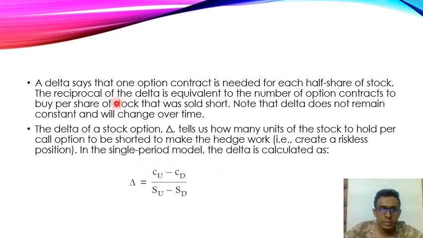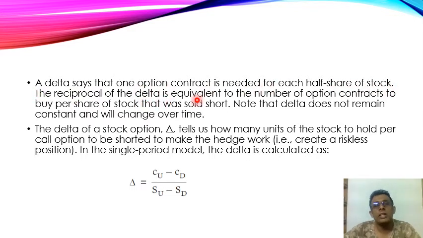If you see the last example, if you take (CU minus CD) by (SU minus SD), CU, the upper limit, will be 175 minus the lower limit 0. Here SU, the upper side, would be 200, and the lower side would be 50. So here we'll get 75 divided by 150, which is equal to 0.5. So delta says that one option contract is needed for half a share of stock.